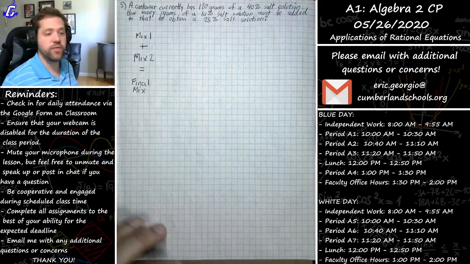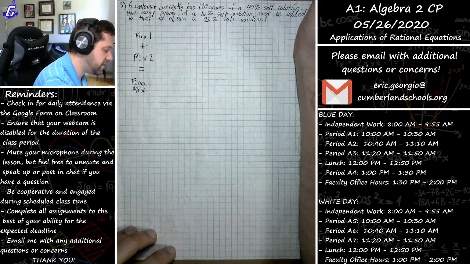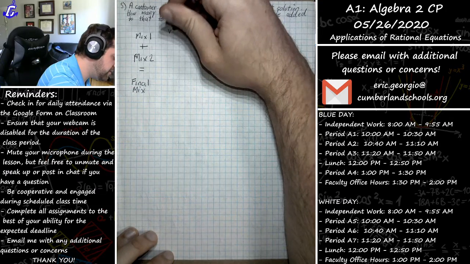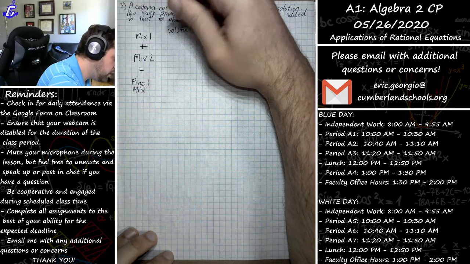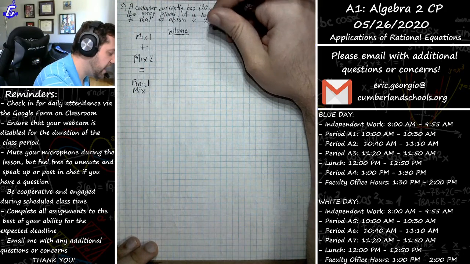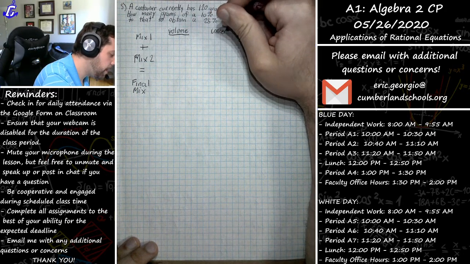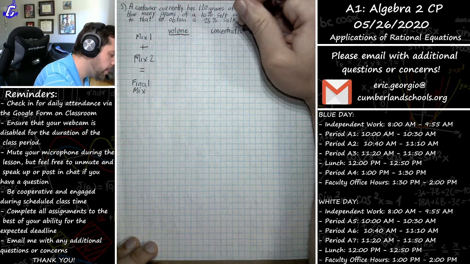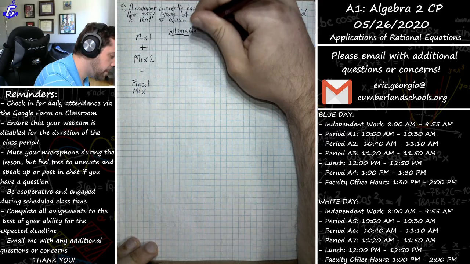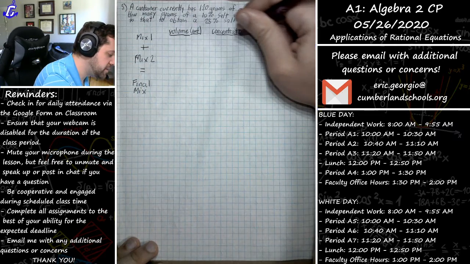And the reason I'm setting it up like this is because I want to make a chart of the fact that in my solution I have a volume, or how much it is, to use the chemistry word, and the concentration, which refers to the percentage. So this is really the amount, and this is the percentage.